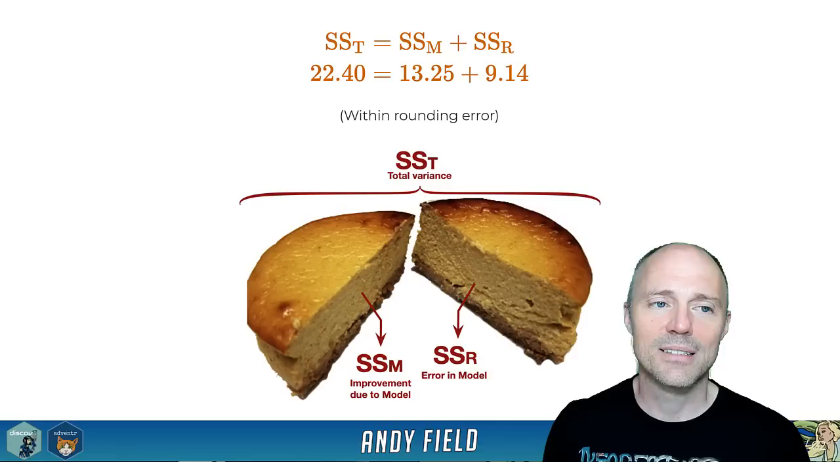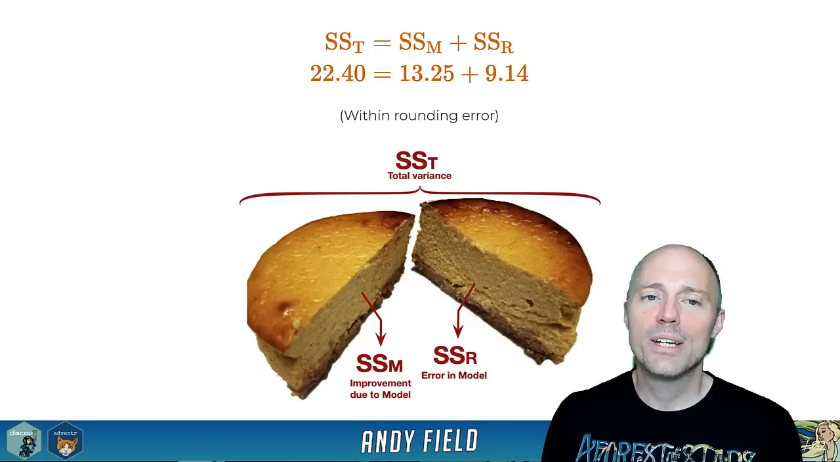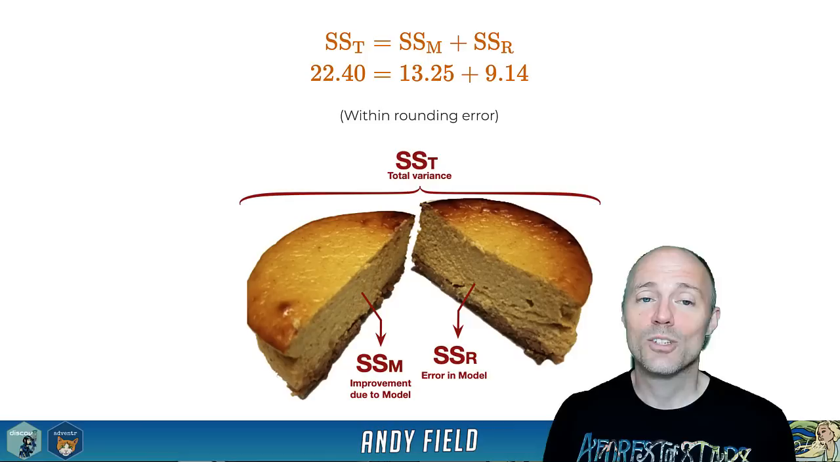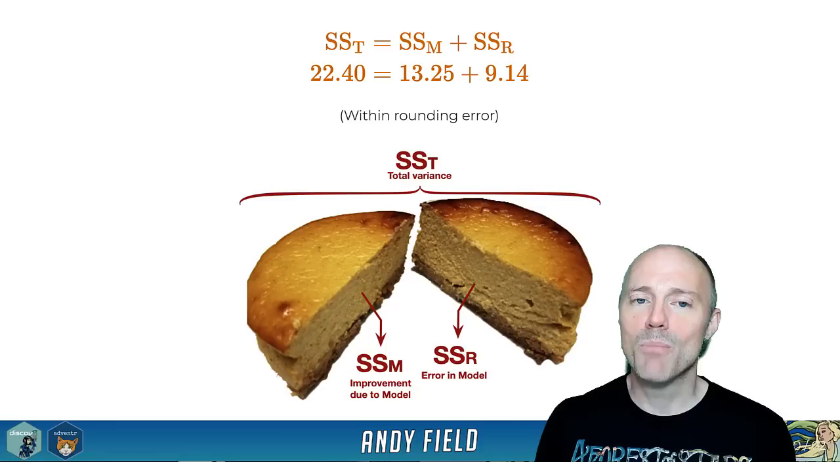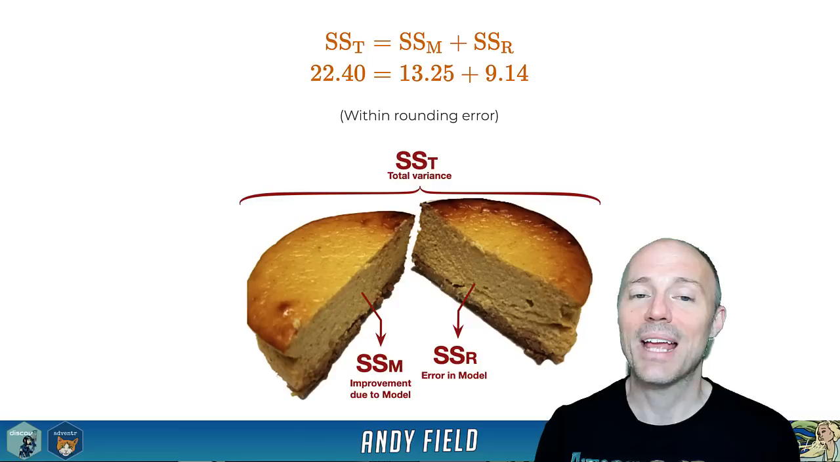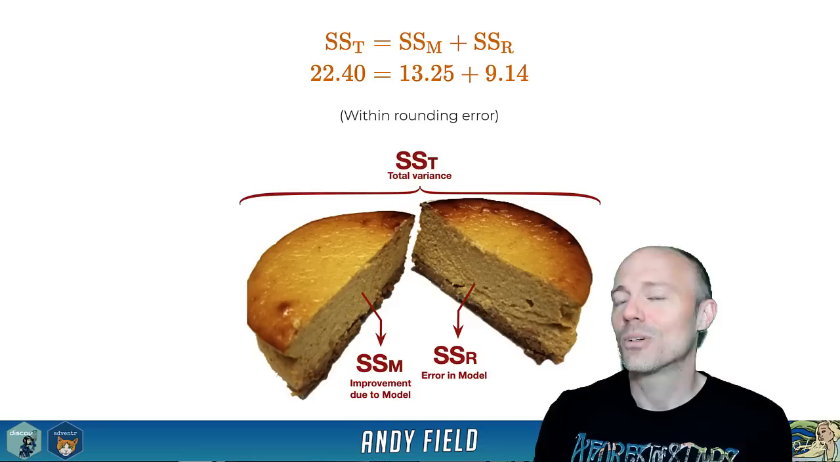So just to reiterate, what we've done here is we've worked out 3 sums of squares, and they are connected to each other. So we've got the total sum of squares, 22.4, and we've sliced that up, within rounding error, into 2 portions. So the variability in the outcome that's explained by the model, how much of the 22.4 have we explained, and the residual, how much of the 22.4 is still left over, is still error in prediction.